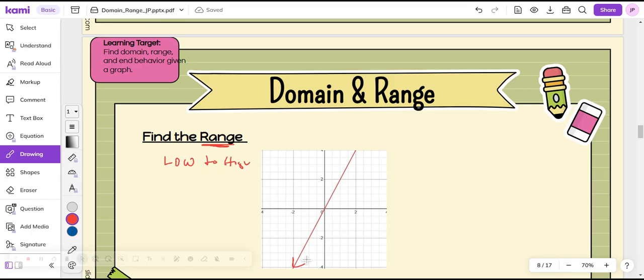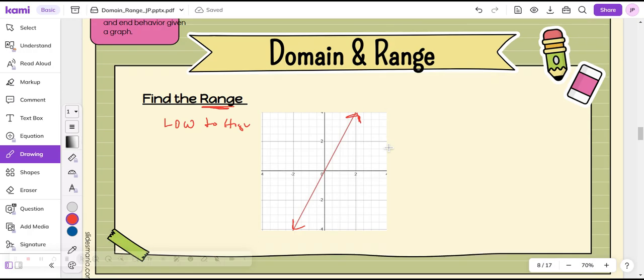Again, this graph goes to the end of the viewing window on both ends, so you can assume that there are parentheses on each end. So how low does it go? It goes forever. So that's negative infinity. How high? It goes up forever and ever, and that's positive infinity. So our range is going to be parentheses, negative infinity to positive infinity.